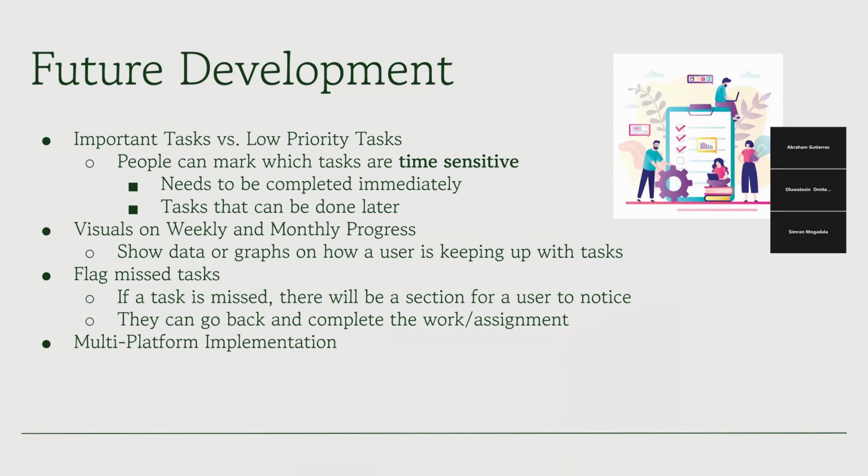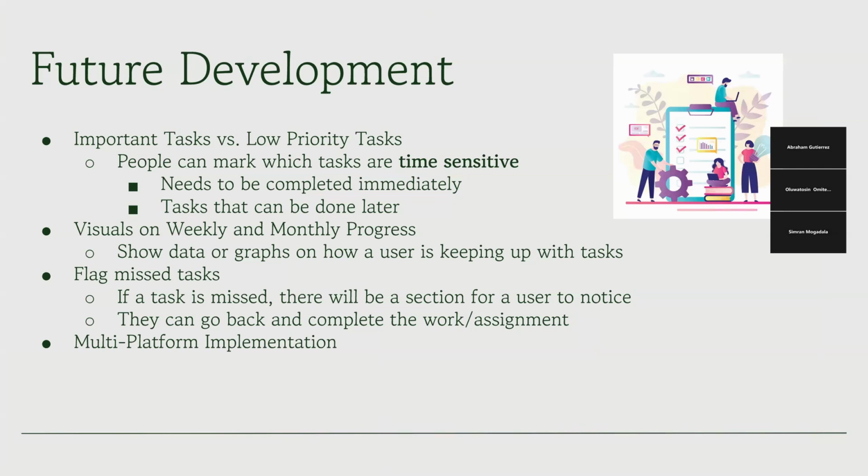So for any future development, what we want to have next is important tasks and low priority tasks, where people can mark which tasks are time sensitive and need to be completed immediately and which tasks can be done later. And the next will be on the visuals, specifically for weekly and monthly progression. So we want to have a calendar system where the user can keep track of all their tasks throughout the month and the week and daily as well.